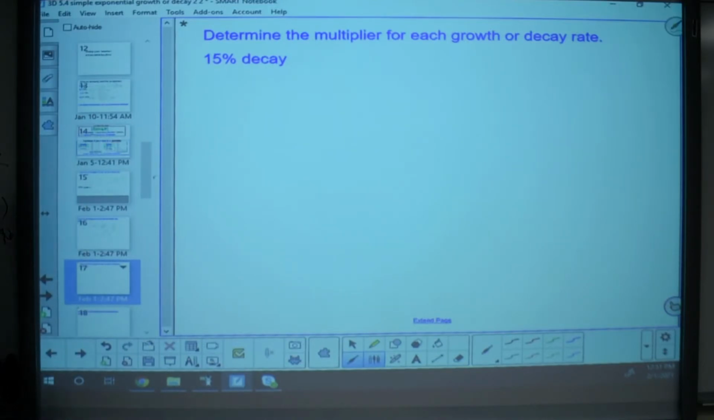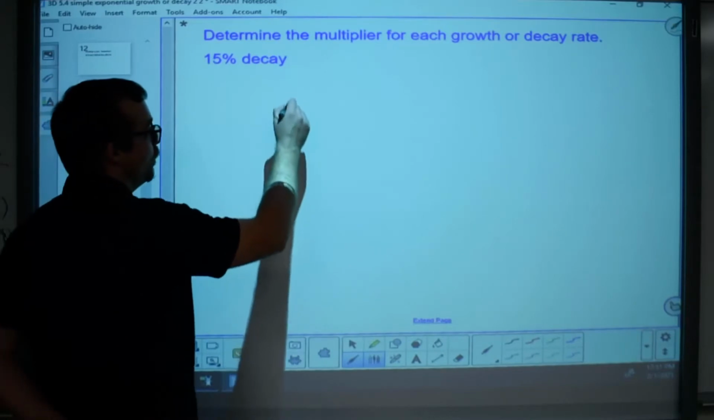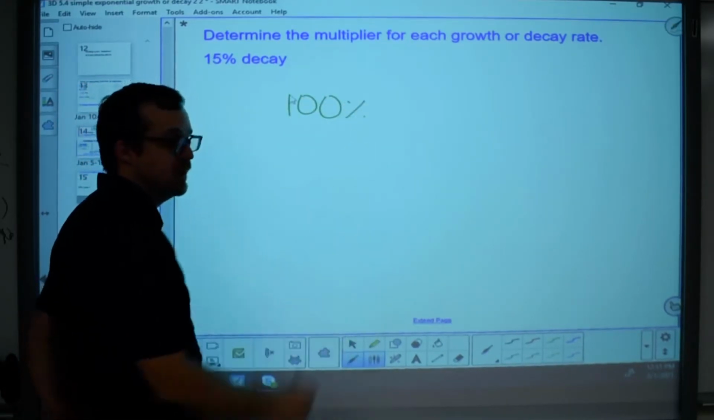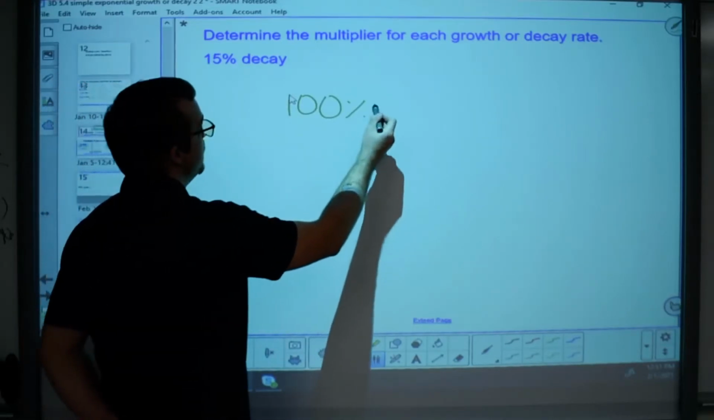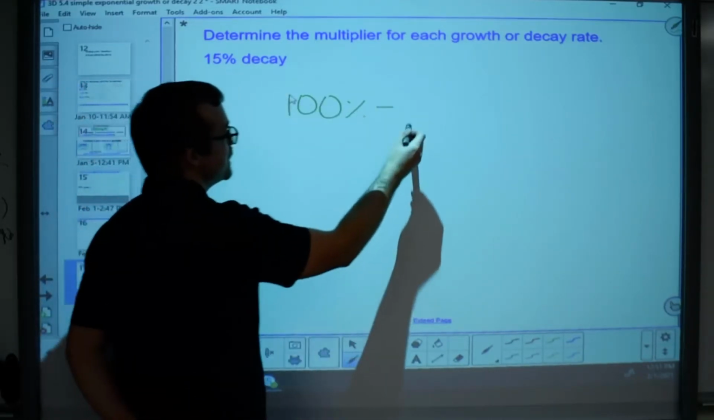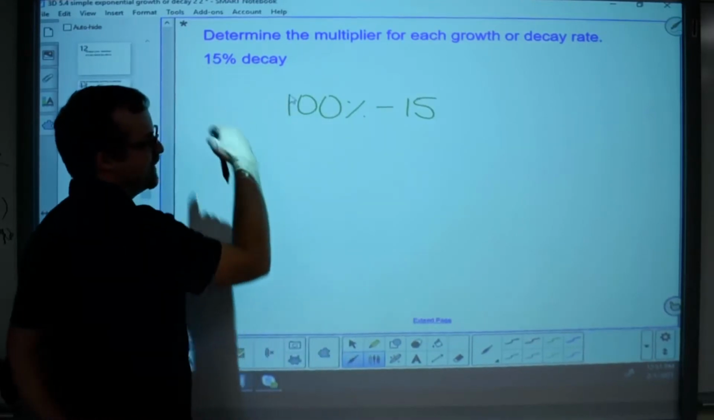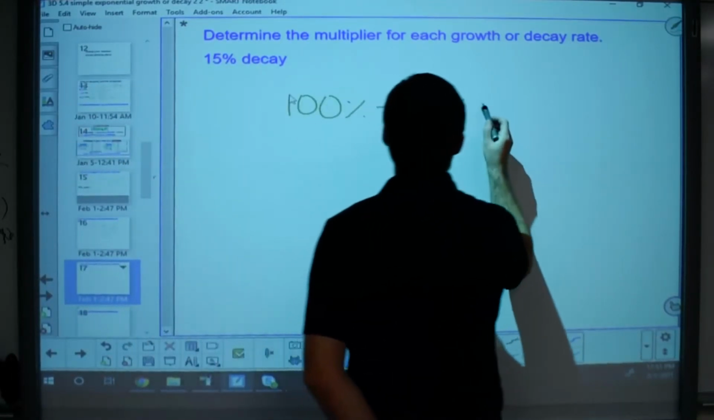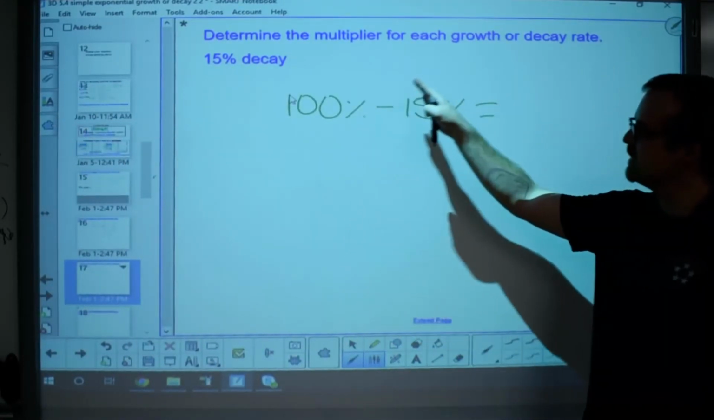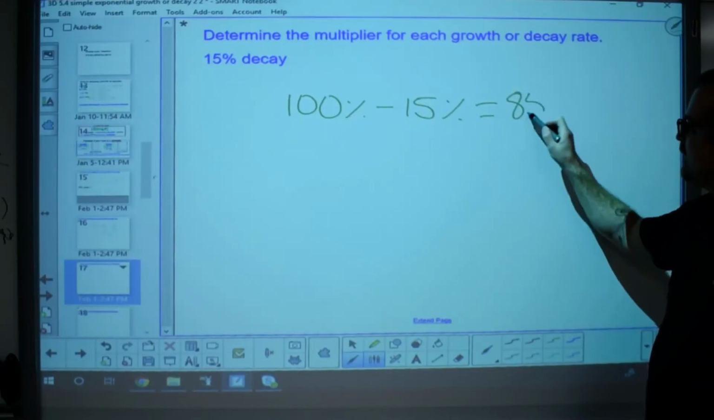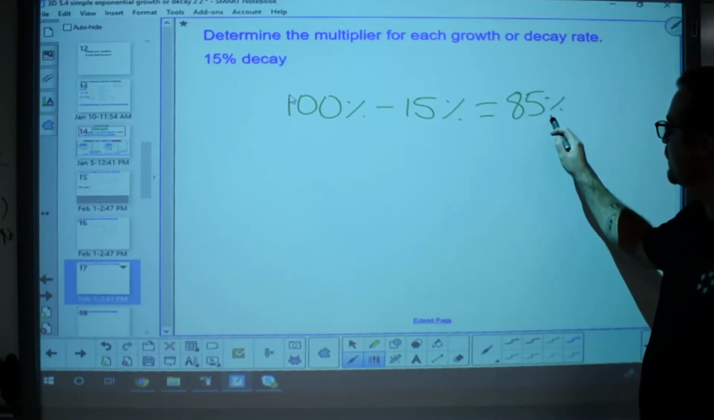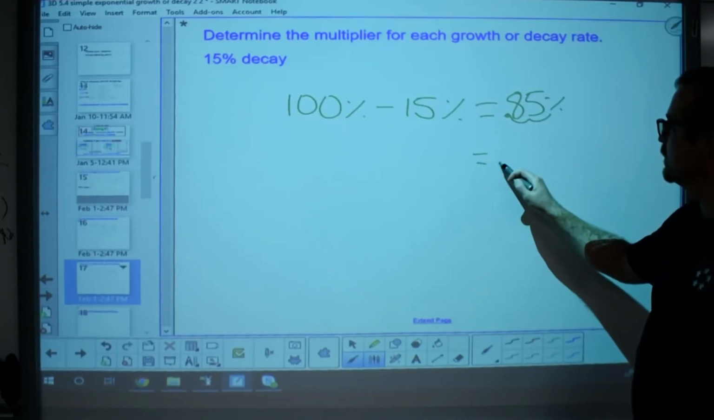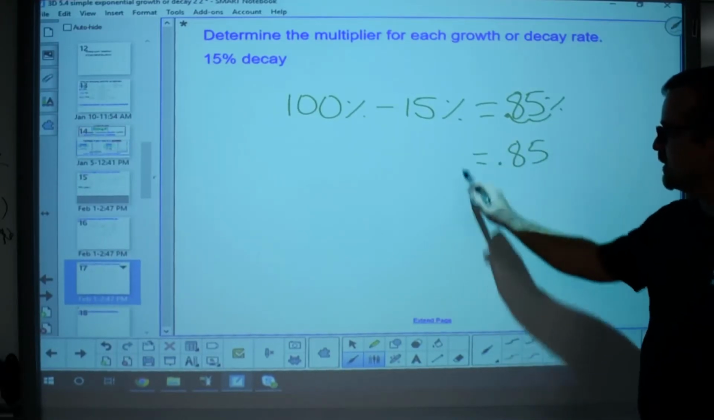All right, so this is another decay problem, right? So we're starting off with 100% of what we have, but we're decaying. So are we going to add to it or take away? We're going to take away because we're decaying, and we're taking away 15% here, right? Well, what is that then? Well, 100% minus 15% would be 85%. But that's not a common ratio. Common ratios aren't written with percents. We just convert this to a decimal, and we're good to go, 0.85. Right, so there's my ratio.